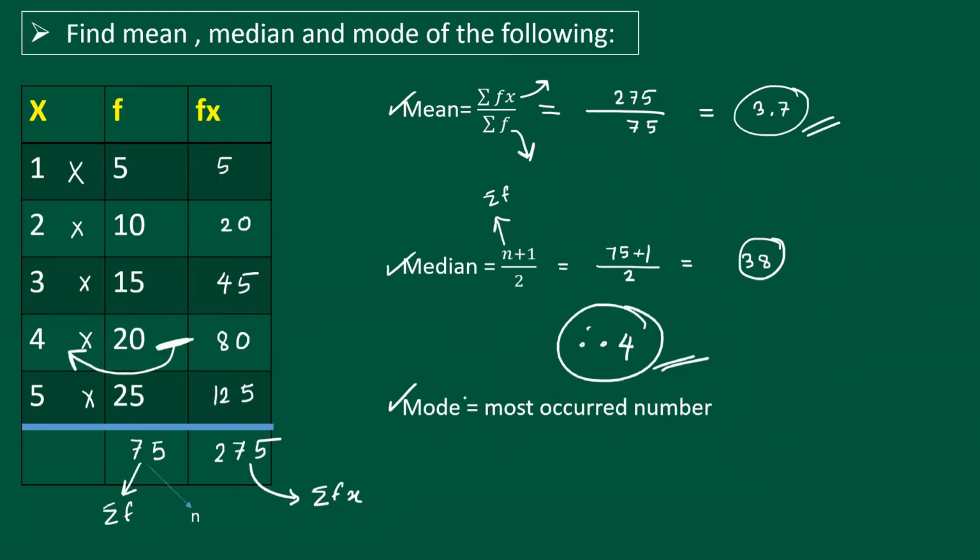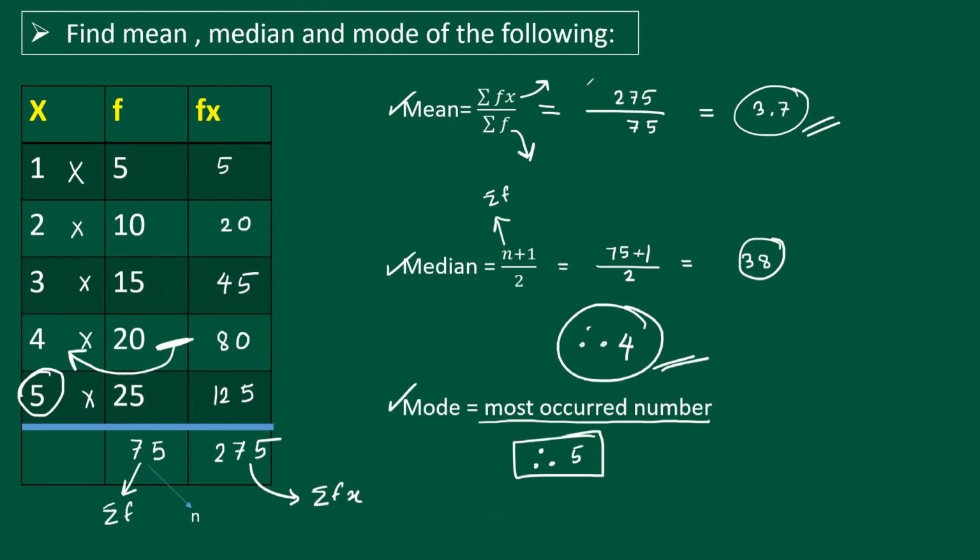Okay, so now we will find out the mode of this group data. The formula for finding out the mode is the most occurred number. This means that the value of x which has occurred the most number of times is going to become the mode. If we look at the table, we can see that 1 has a frequency of 5. It means that 1 has occurred 5 times. Then 2 has a frequency of 10, so 2 has occurred 10 times. Then 3 has a frequency of 15, that means 3 has occurred 15 times. Then similarly, 4 has occurred 20 times and 5 has occurred 25 times. So from here, we can conclude that 5 is the number which has occurred the most number of times. So the mode is going to become 5.